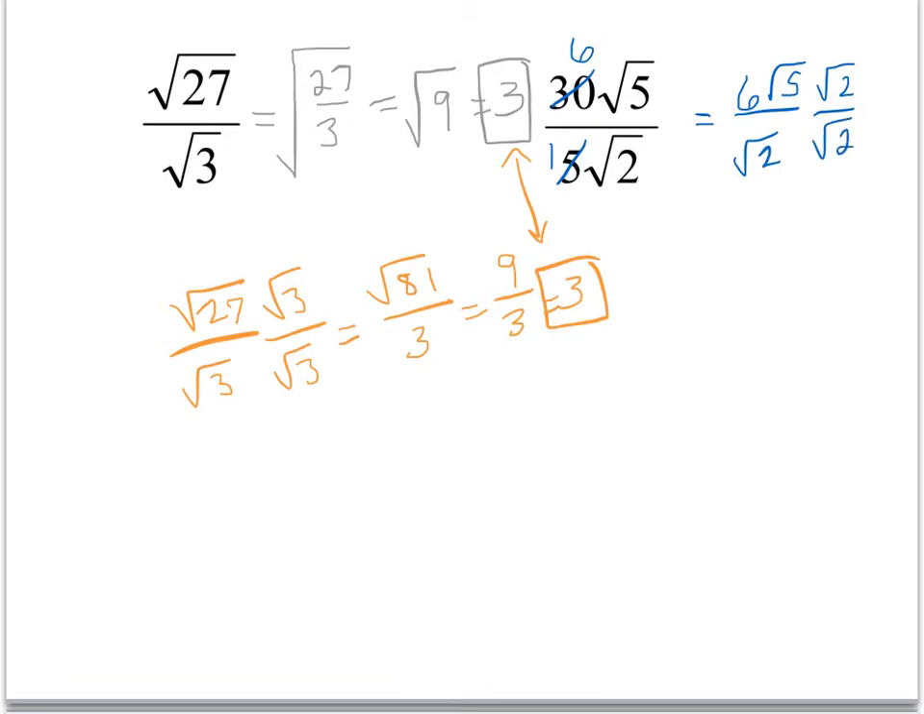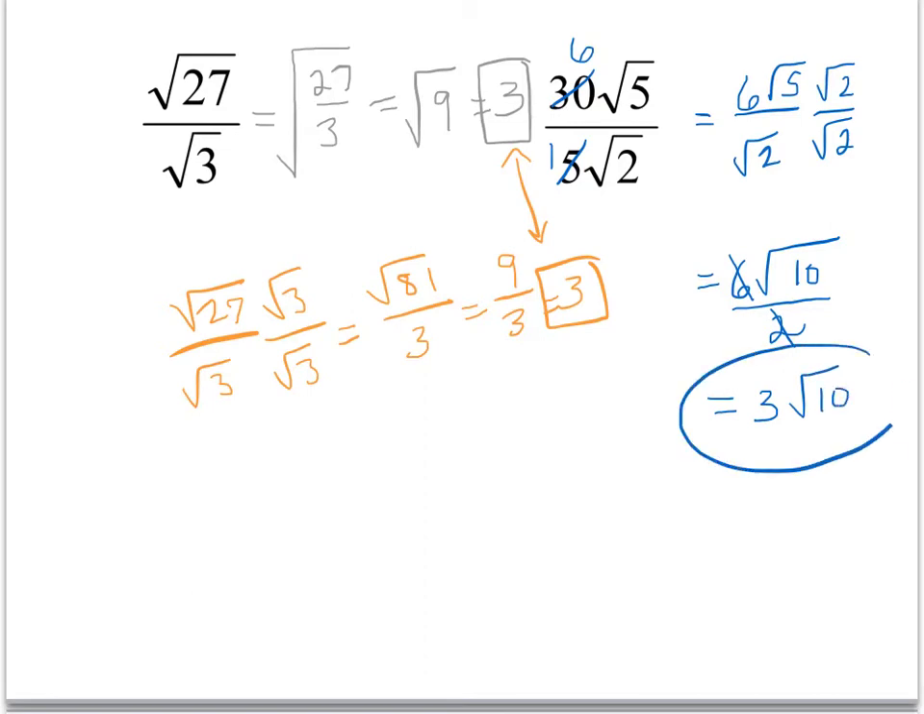So in the numerator, I'm going to take my 6, and now to multiply radicals, root 5 times root 2 is going to give us root 10, over root 2 times root 2, which is 2. And then the last step, simplify. 6 over 2 reduces to 3 in the numerator, so my final answer is 3 root 10. There really isn't a better option to solve that problem. I would go with that method.